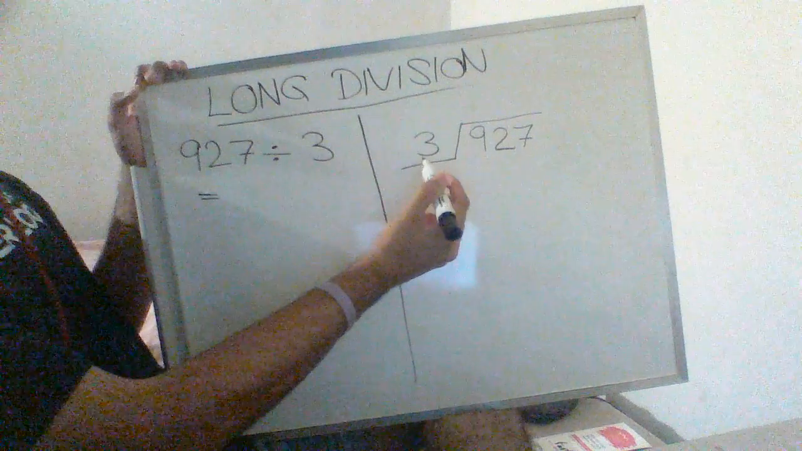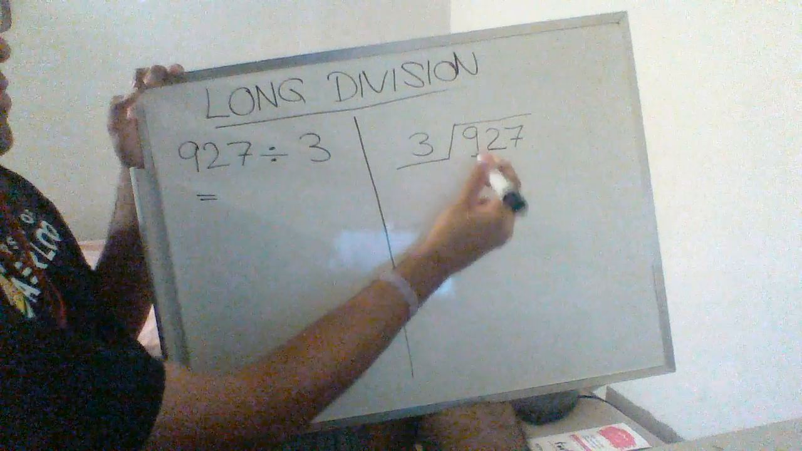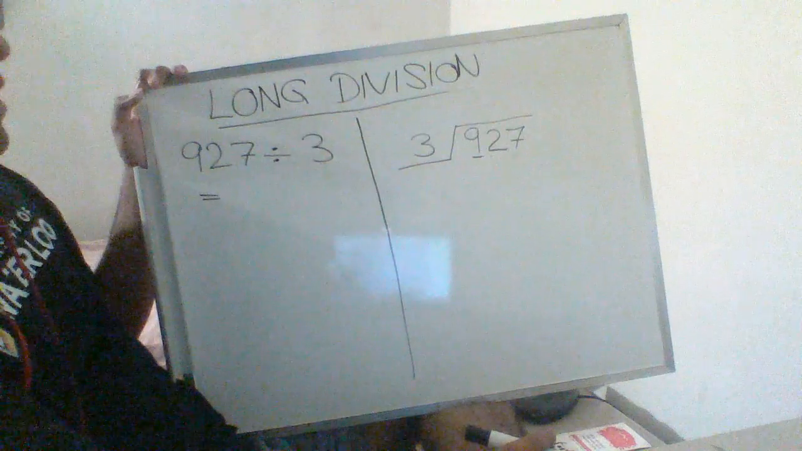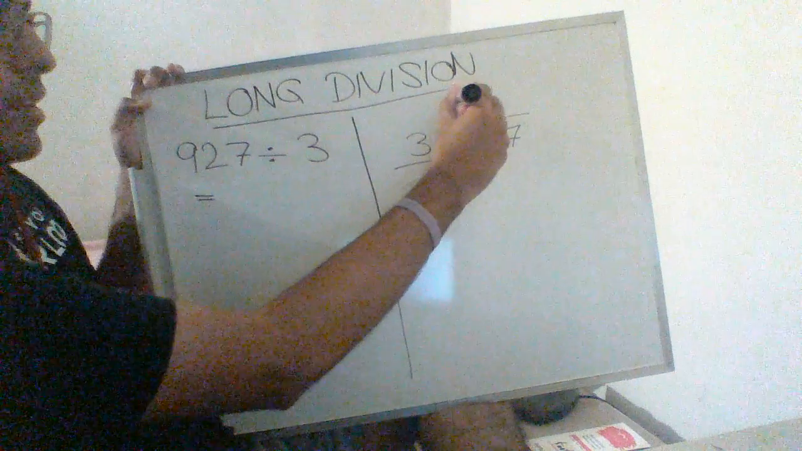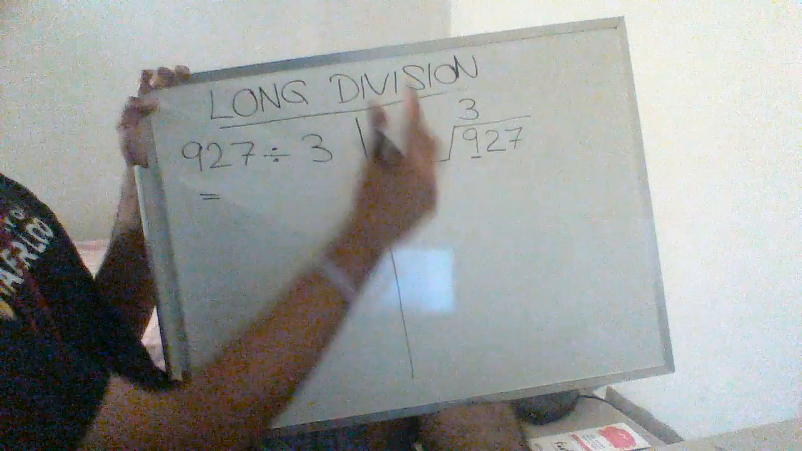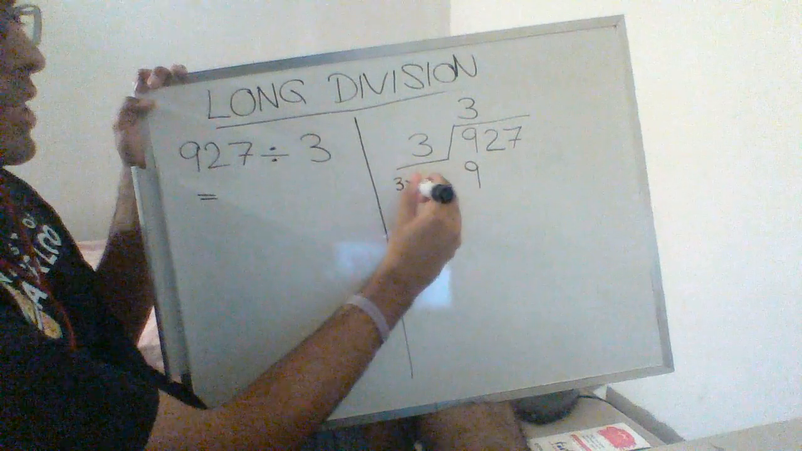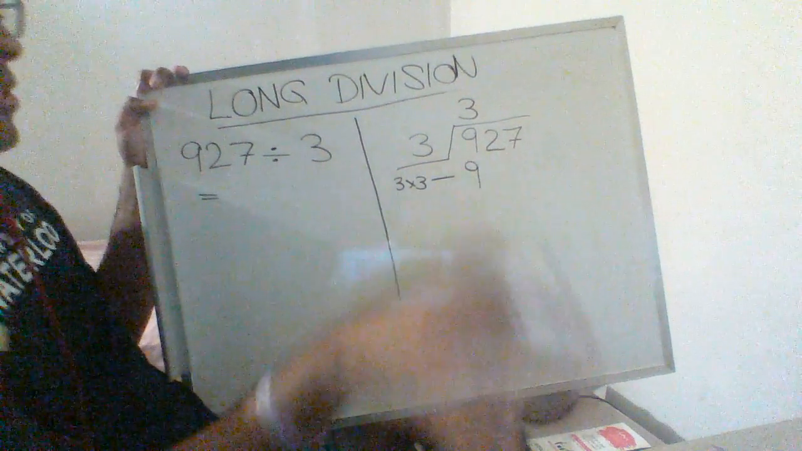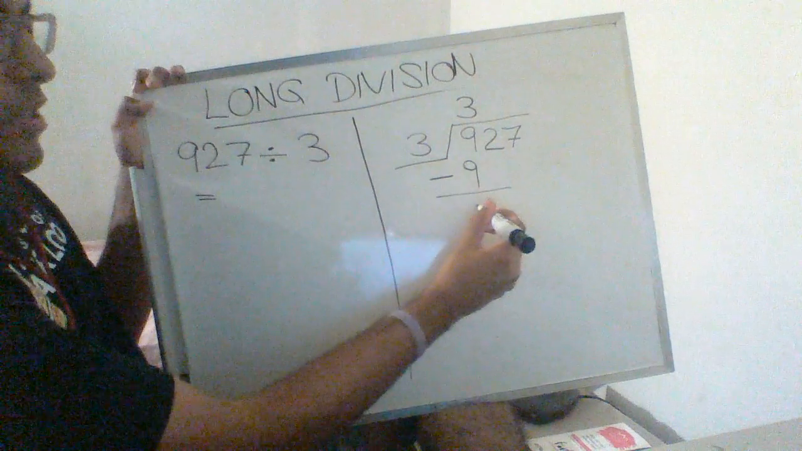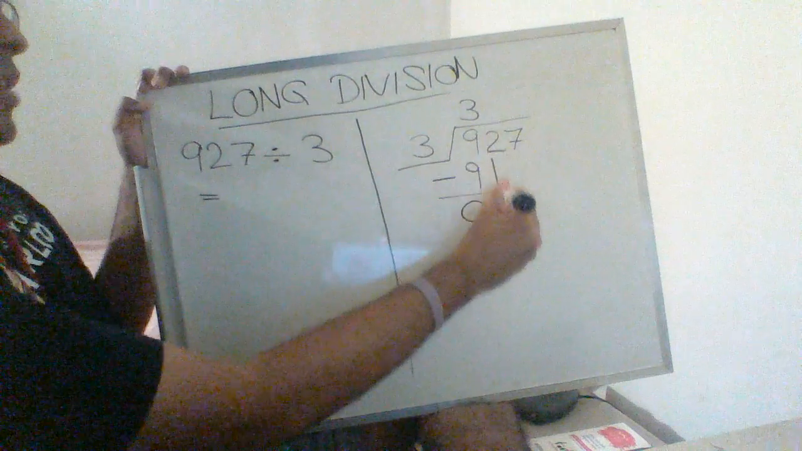So we start the same way we started before. We ask ourselves, how many times does this go into just that first digit there? So we ask ourselves, how many times does 3 go into 9? And the answer is, it goes into 9 3 times. Then we do 3 times 3, which gives us 9. So we put a 9 down here. That's from 3 times 3. And we're going to subtract. 9 minus 9 gives us 0. Right? So once we've got that answer, we're going to pull down the next digit.